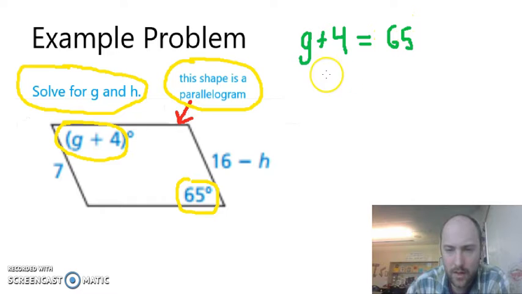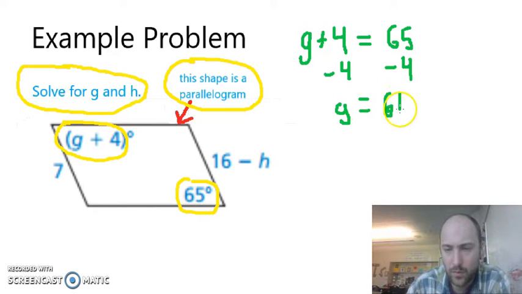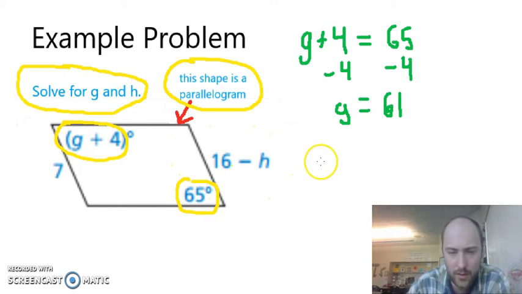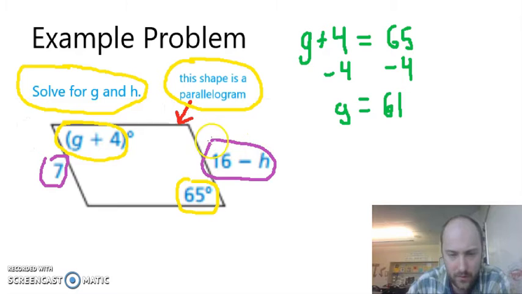So now we've got our nice basic algebra. Subtract 4 from either side. Getting better at writing with the mouse. It's kind of difficult. So g must be equal to 61. So there's g, and then same thing with our opposite sides. Our opposite sides must be congruent. So change color again. Let's go purple. Very fancy. So 7 on this side must be equal to this side because of Theorem 7.3.